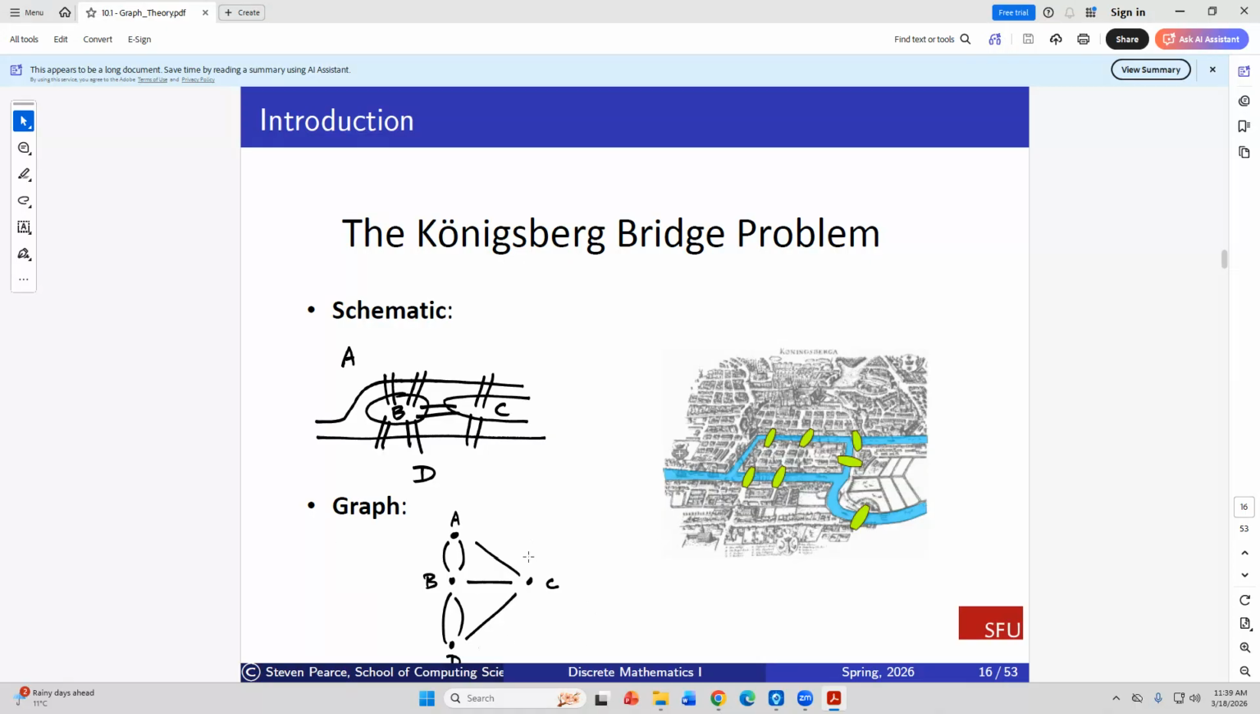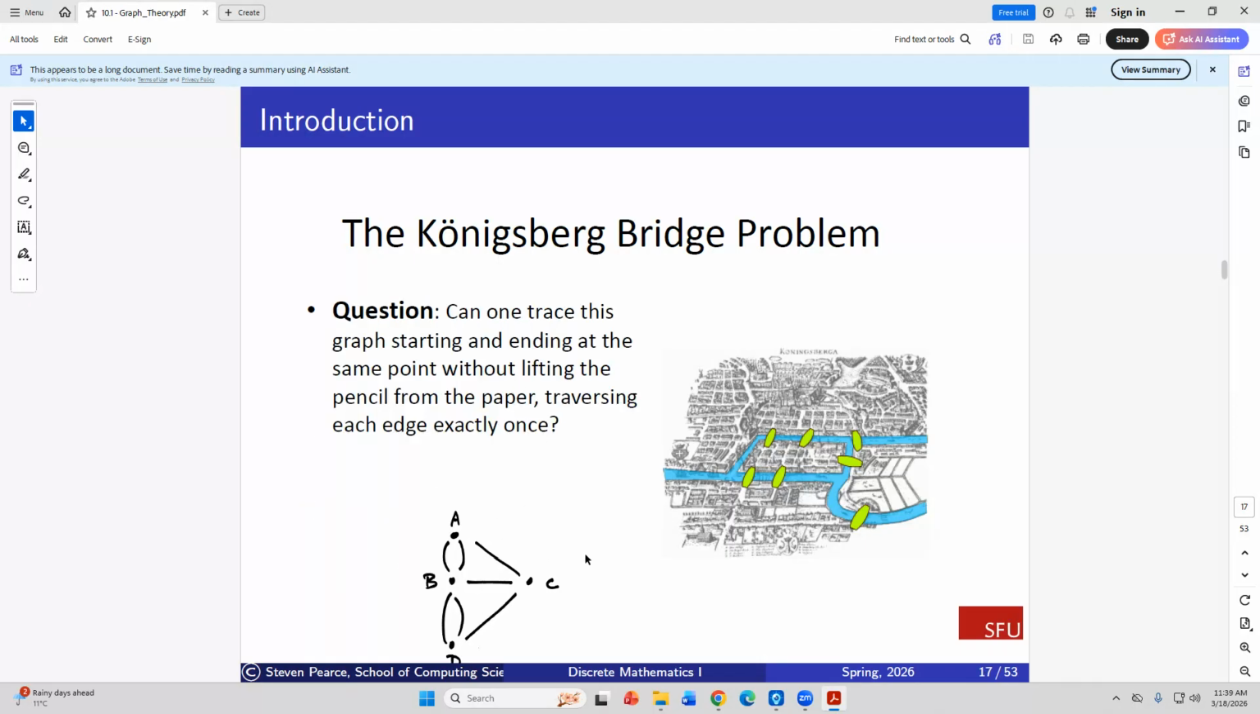You see what this is. It's just a graphical representation with nodes and edges. We've seen these things before. So now we're applying them to this particular subject. Can one trace this graph starting at and ending at the same point without lifting the pencil from the paper, traversing each edge exactly once?